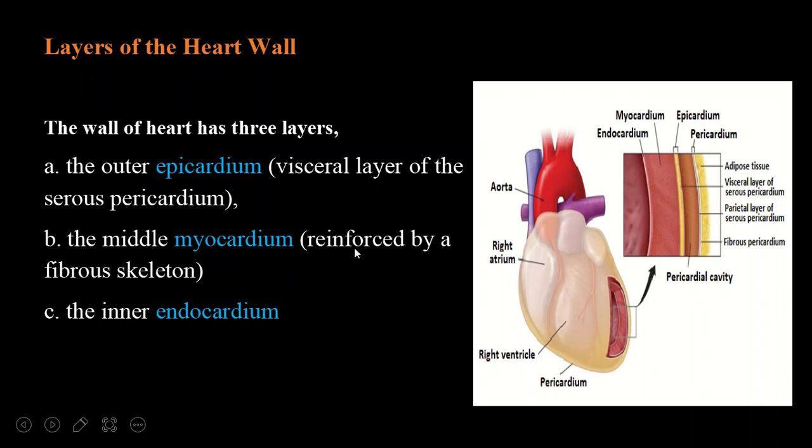And then we have the middle layer, the myocardium. It is the middle layer of the heart, and it is reinforced by a fibrous skeleton. And the inner layer of the heart wall is the endocardium, this one. So the endocardium is the inner layer, the myocardium is the middle layer, and the epicardium is the outer layer.